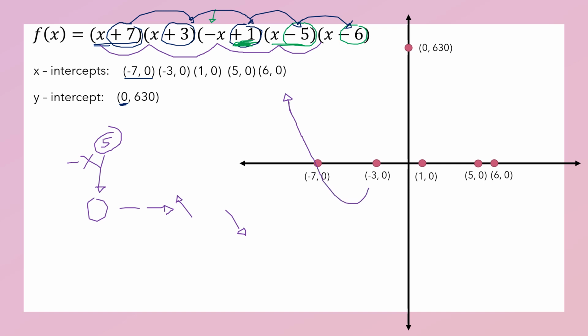Okay, so for the depth of the turning points, it is your choice on how deep it will be. So connecting to our y-intercept, then going down again, then connecting to our 5, 0, then 6, 0. Okay, that is correct. So this will be the look of our graph under the given function f of x equals x plus 7 times x plus 3 times negative x plus 1, x minus 5, and x minus 6. Hope you understand.